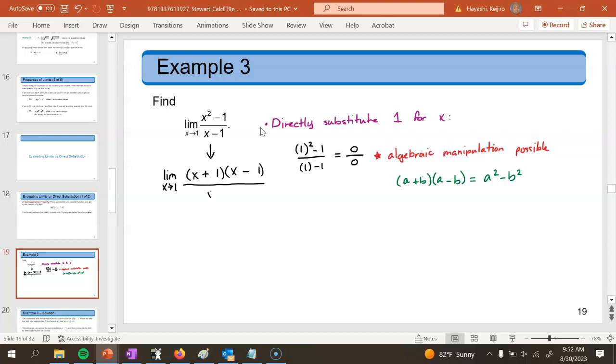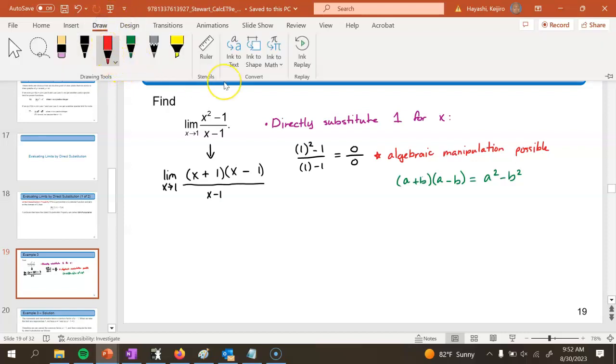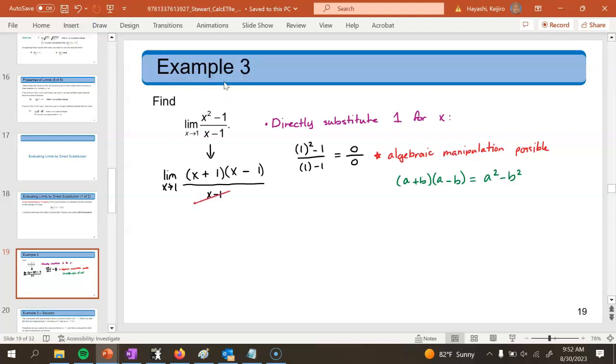The bottom is still x minus 1. Okay, but having factored that, you might realize or notice that now there is a cancelable factor on the top and the bottom. You can cancel out this x minus 1 on the top and the bottom. You can cancel out any factor that appears both in the numerator and denominator at the same time.